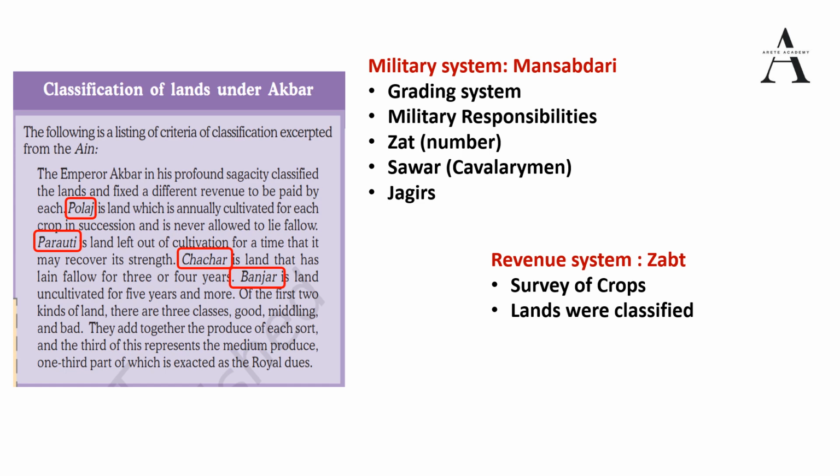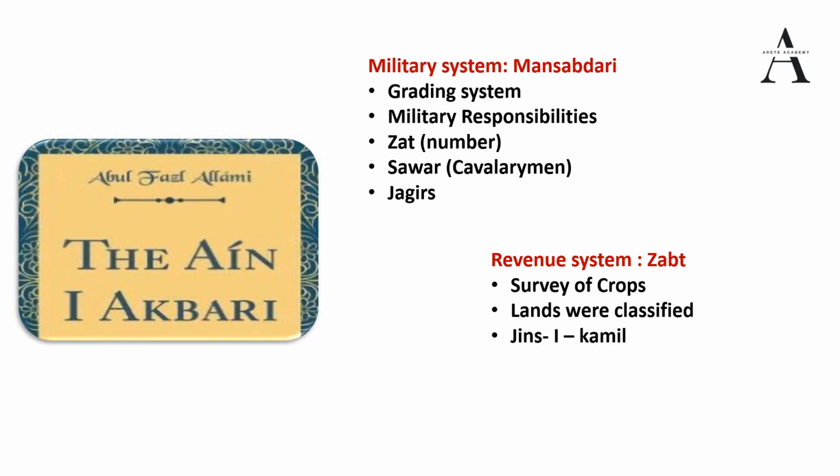So in the Zabt system, in most places, peasants paid the taxes to the rural elites, that is the headman or the local chief. Okay, the Mughals used the term zamindar to describe all the intermediaries, whether they were local headmen of the villages or the powerful chiefs. So here we have seen that the lands were classified. And one more thing: the NCERT mentions jinse kamil. So it was not that there were no cash crops during the Mughal period. There were cash crops, and they were called jinse kamil.